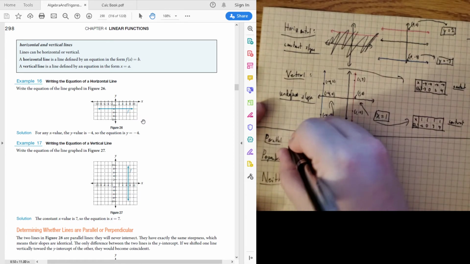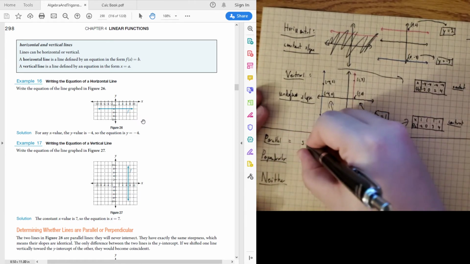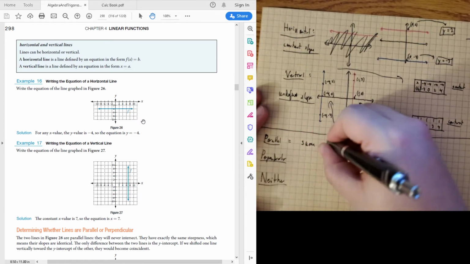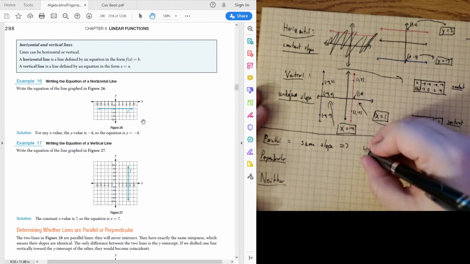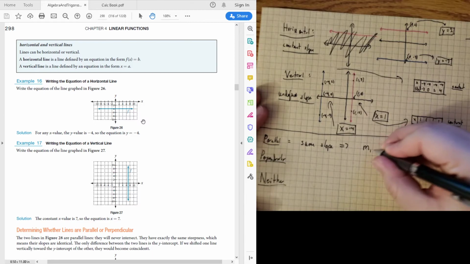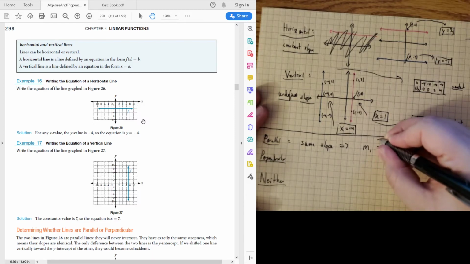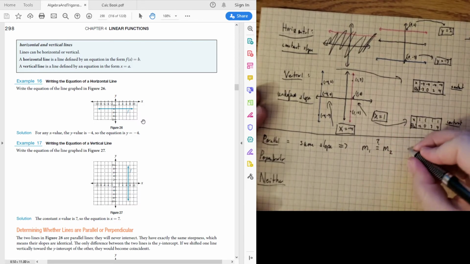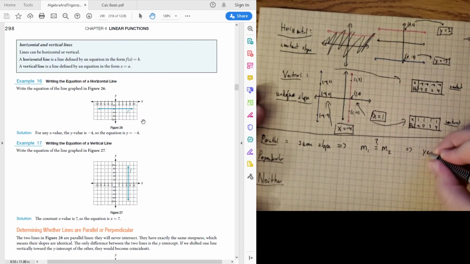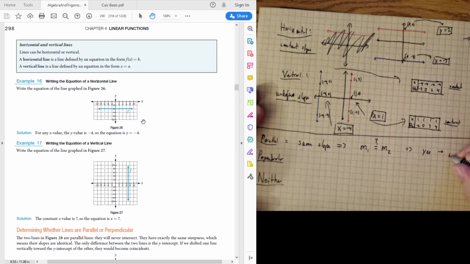How do you determine if things are parallel? Parallel means same slope. So how do we test that? Well, check. Is the slope from the first equation equivalent to the slope from the second equation? If the answer is yes, we say these are parallel. If the answer is no, check something else.